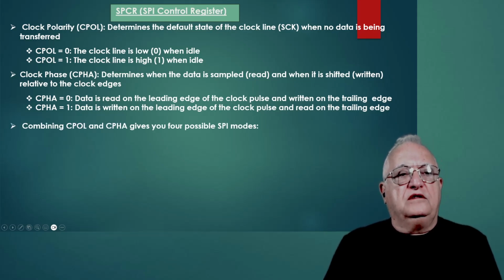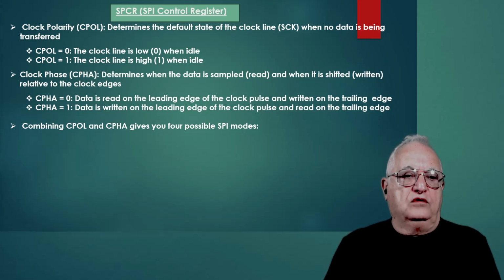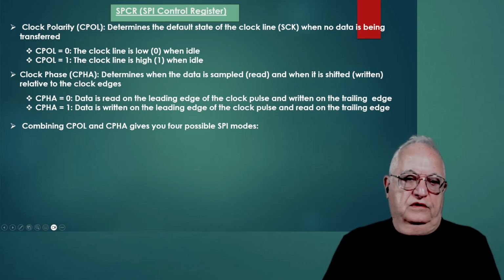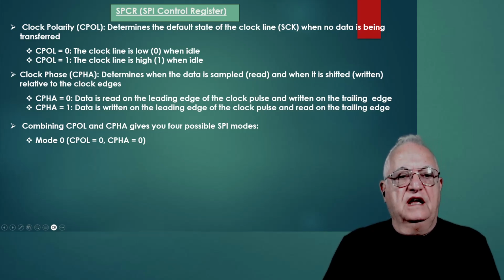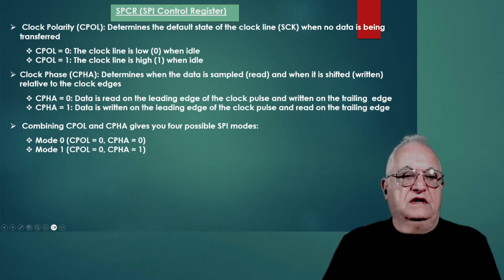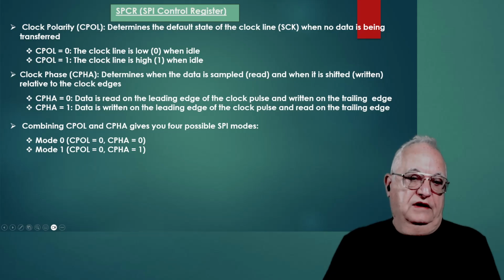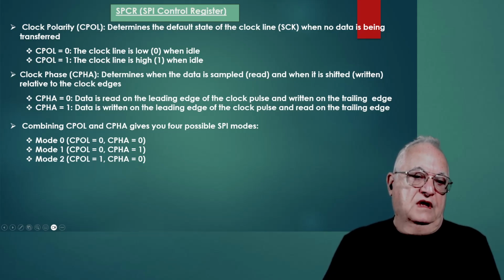Now to make it easy to set up your microcontroller, what they've done is they've given the combination of CPOL and CPHA modes. So what do I mean? If your slave says it has to transmit in mode 0, then you know that your CPOL has to be equal to 0 and your CPHA has to also be equal to 0. If your slave says mode 1, then you have to use these values. And you have mode 2, you have to use this value, and then you have your mode 3.